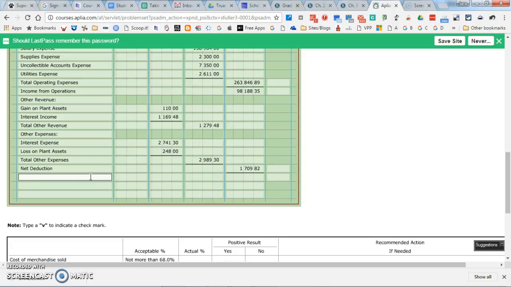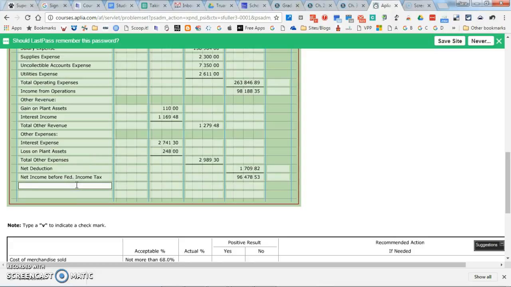Then we have net income before federal income tax. And so that will be our 98,000 minus our 1,700. I'll go here in the fourth column, $96,478.53.